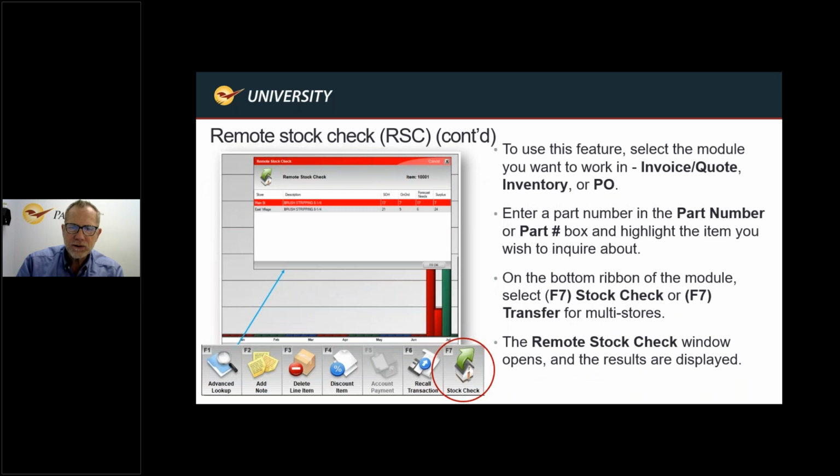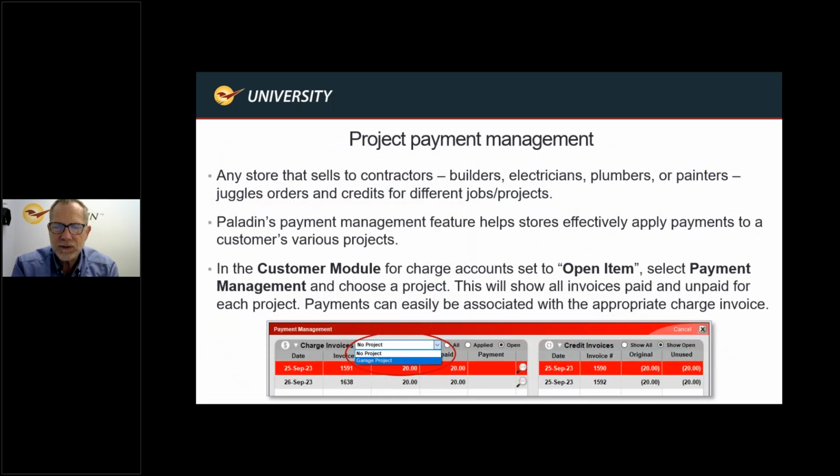Next, once you're in either the invoice and quote screen, inventory module, or PO module, you can enter a part number and then highlight that item and click on stock check or transfer. If it's a single store, it's going to be F7 stock check. If it's a multi-store, it'll be F7 transfer. And then the remote stock check window will open up and display the results. It's a pretty nice feature to have. You can do that right during invoice and quoting.